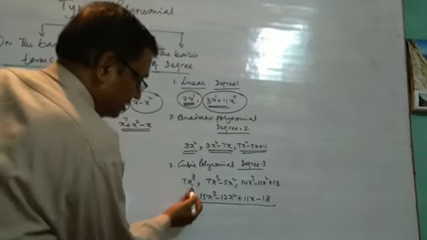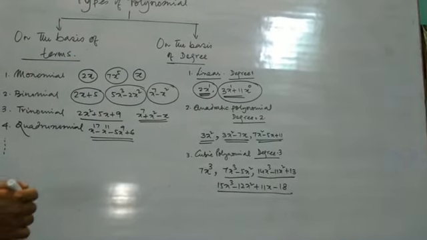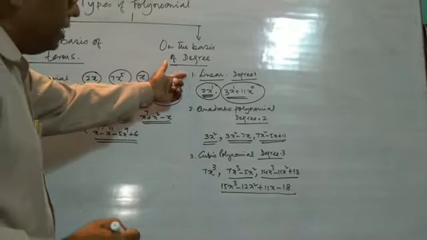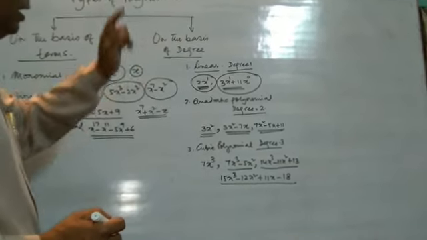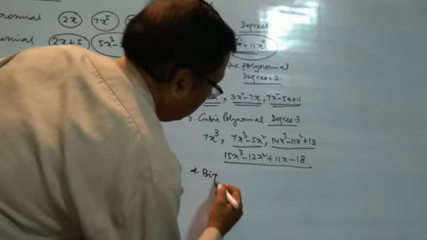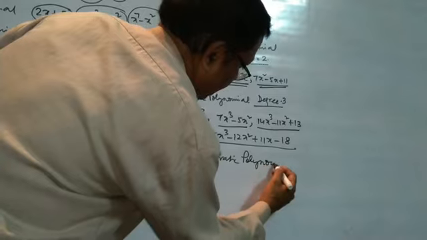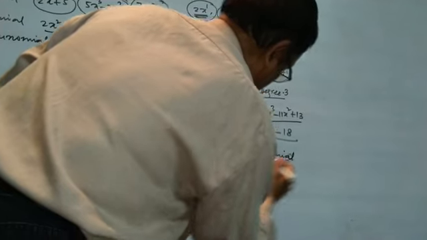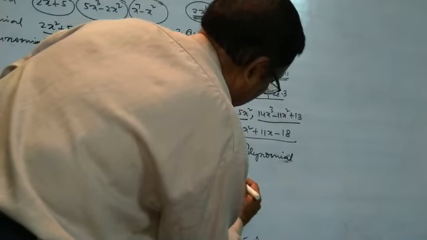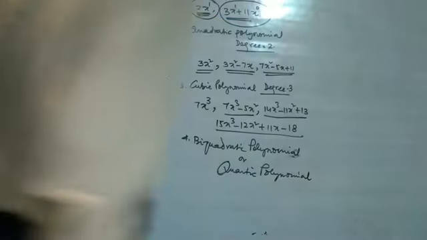Here the highest power is 3, the highest power in this trinomial is also 3, in the quadrinomial it is also 3. So this is linear polynomial, quadratic polynomial, cubic polynomial. And then the 4th degree is known as the biquadratic polynomial. It is also known as quartic polynomial. So biquadratic polynomial and quartic polynomial are the same.